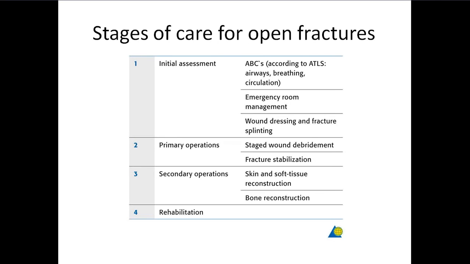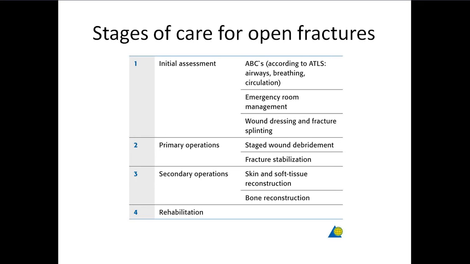Then the secondary operation later includes covering the skin and soft tissue reconstruction. You have to check wherever there is a bone gap deficiency, skin deficiency, or soft tissue deficiency. You need to put grafts and bone grafts. Then the fourth stage is rehabilitation. Rehabilitation is very important, because without rehabilitation the patient will not walk, will not sit, with no movement of the limbs and no movement of the joints. So rehabilitation is very important.